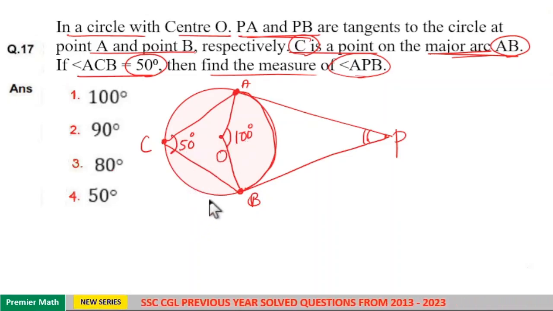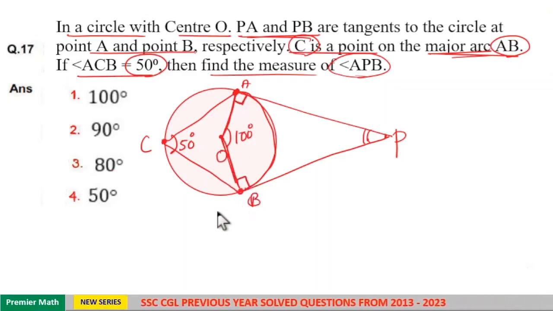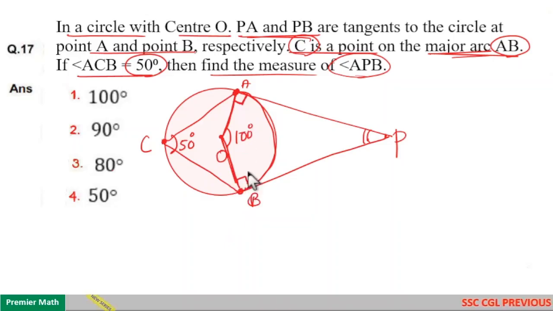You can see this is the center of the circle. This angle is created with the center, which means these two are radii. A radius creates a 90 degree angle with the tangent. If these two are 90 degrees, 90 plus 90 is 180, and the sum of the angles of this quadrilateral OAPB is 360 degrees.